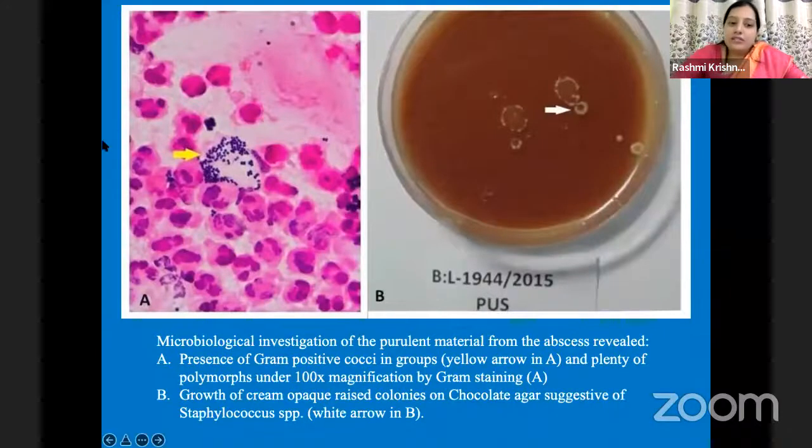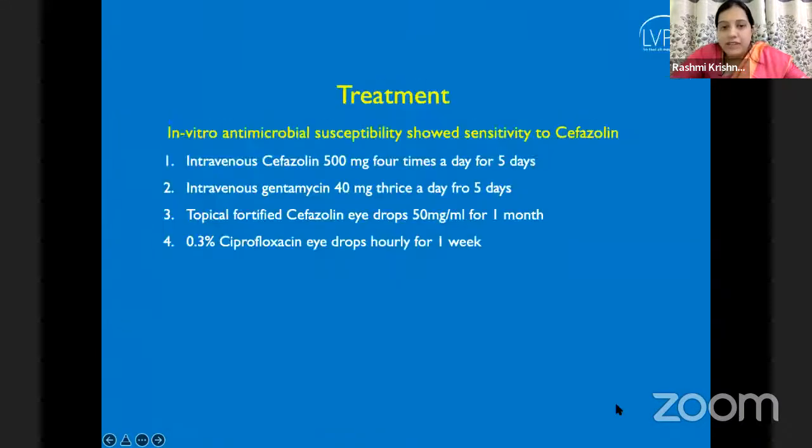Then the Gram staining revealed Gram-positive cocci and the culture revealed Staph aureus.